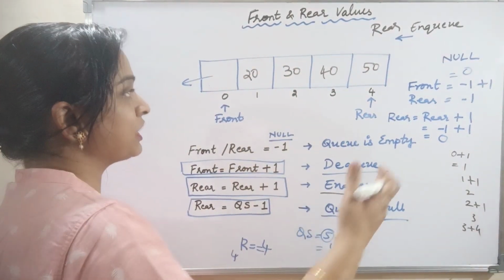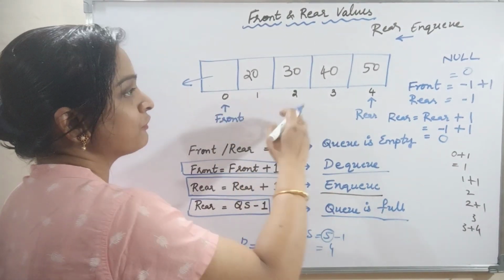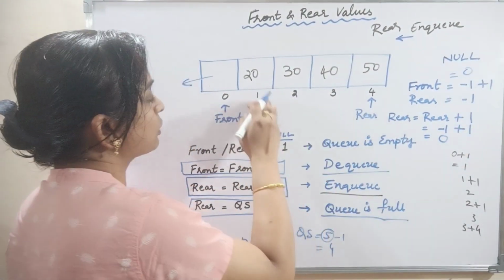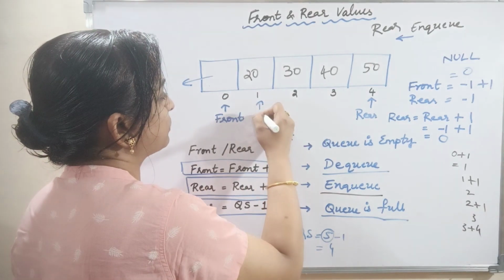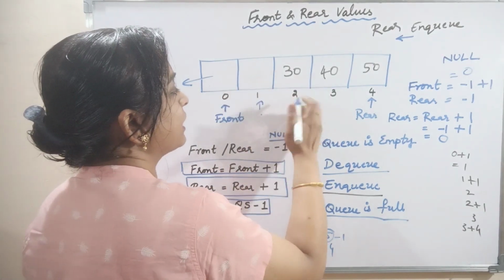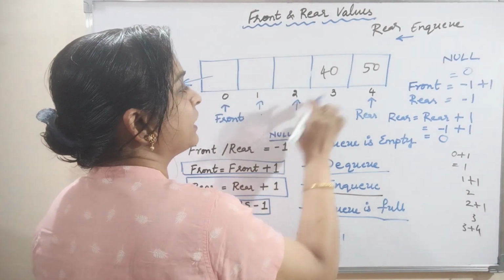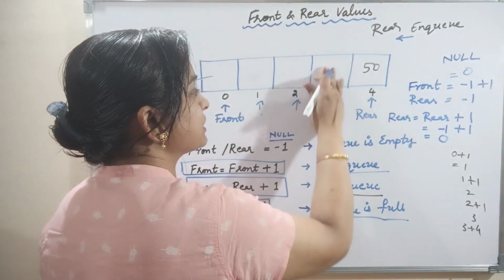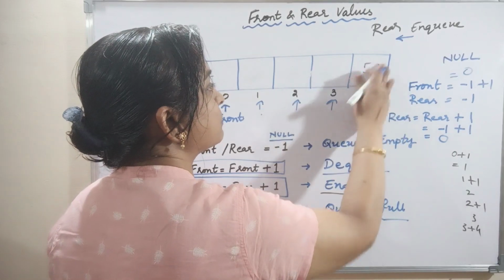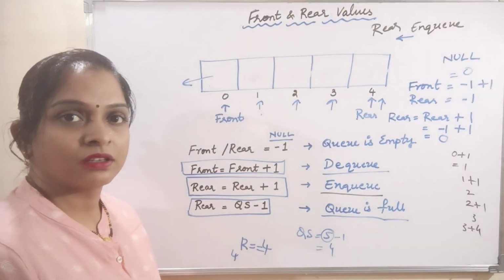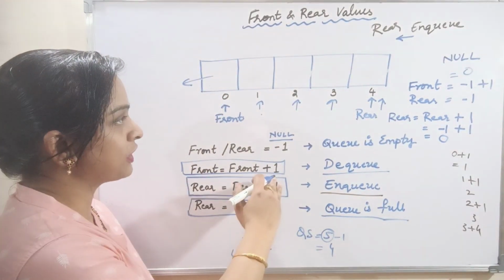See, again I have to increase that. So it is again front equal to front plus 1. So it is 0 plus 1. Front will be pointing to here. Remove this. Again 1 plus 1, 2. Again remove this. Then 3. Remove this. Then here. Remove this.